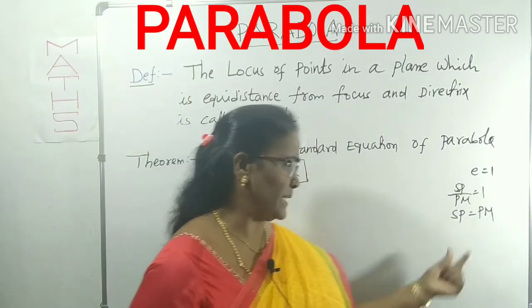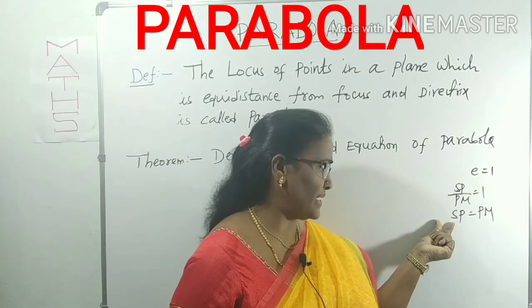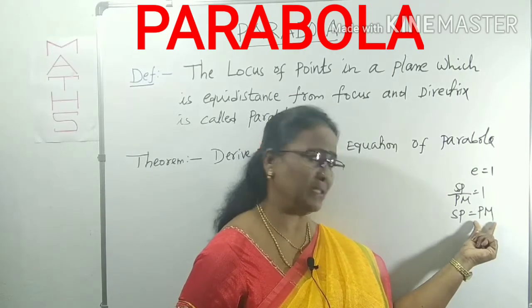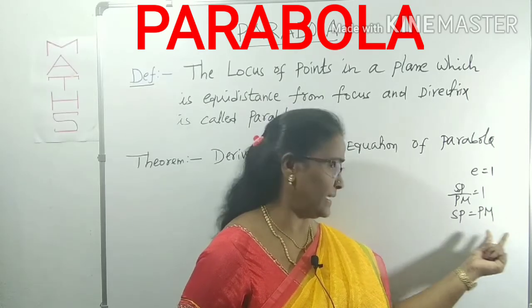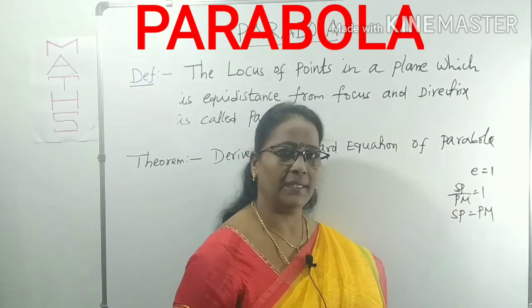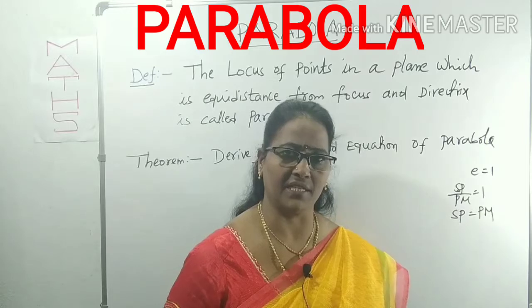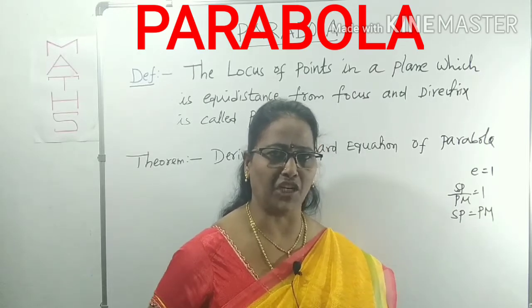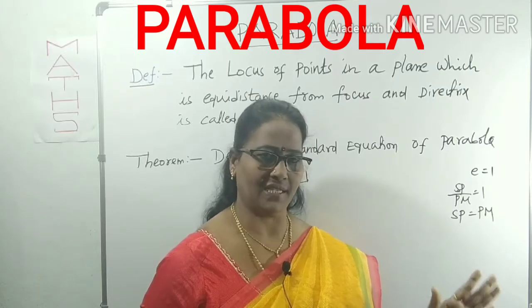SP is equal to PM, which means the point P is equidistant from the focus as well as the directrix. What is PM here? PM is the distance from the moving point to the directrix. SP is the distance from the focus to the moving point. Therefore, now you know the names of the fixed point and fixed straight line. From here onwards, we can use focus and directrix instead of fixed point and fixed straight line.